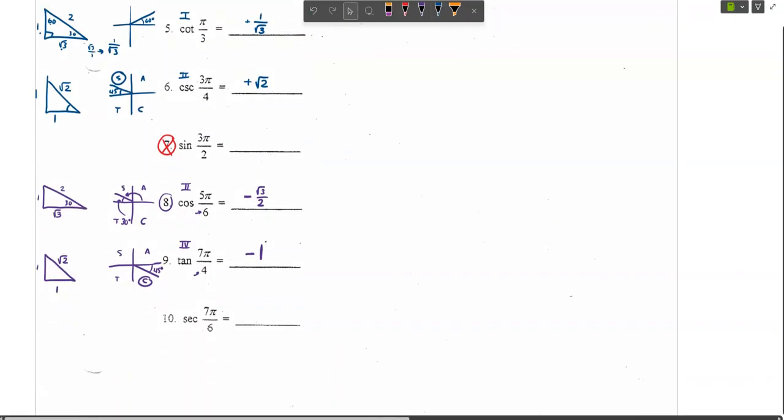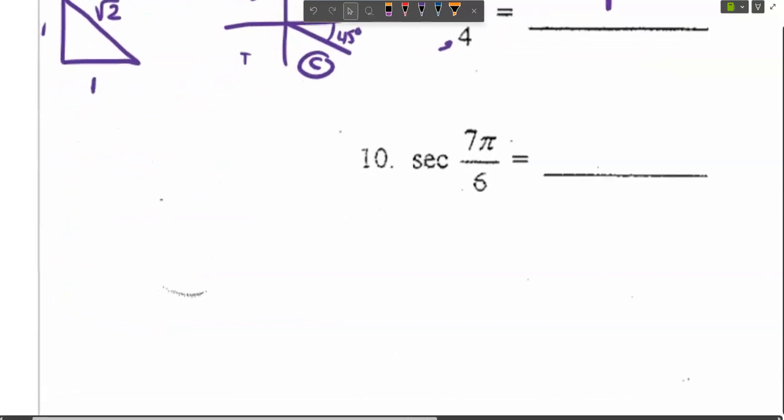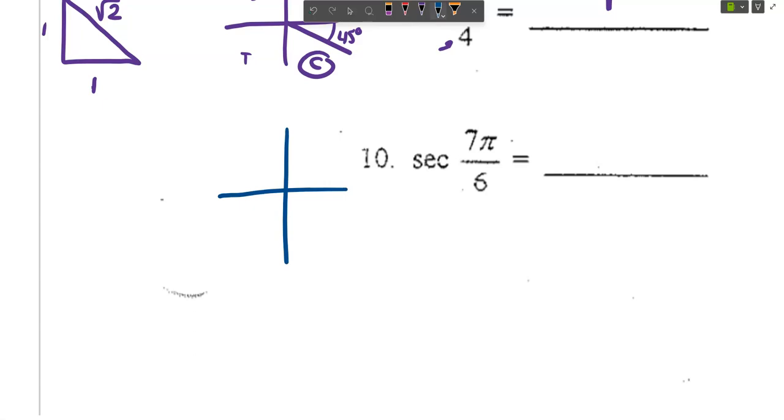We have one more on this page that we're going to do, and that is secant of 7 pi over 6. So 7 pi over 6 is just slightly bigger than 6 pi over 6. That's going to put me in quadrant number 3. Denominator of 6 tells me that the reference angle is going to be 30. So let's go ahead and use our 30, 60, 90 triangle.